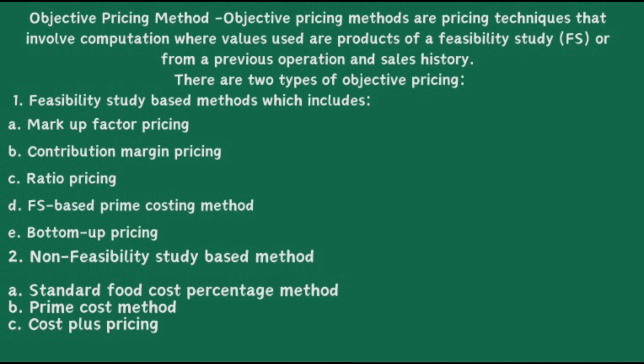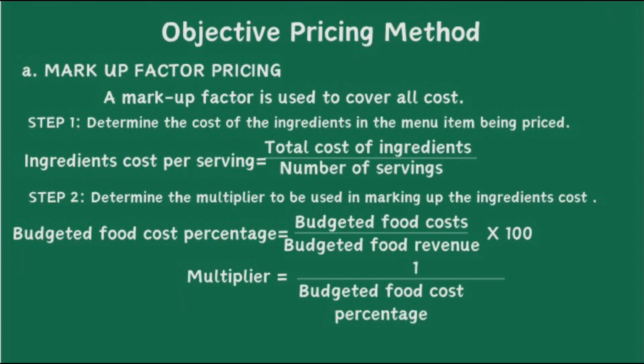The feasibility study based method includes markup factor pricing, contribution margin pricing, ratio pricing, prime costing method, and bottom up pricing. The non-feasibility study based method includes standard food cost percentage method, prime cost method, and cost plus pricing. So first, markup factor pricing.